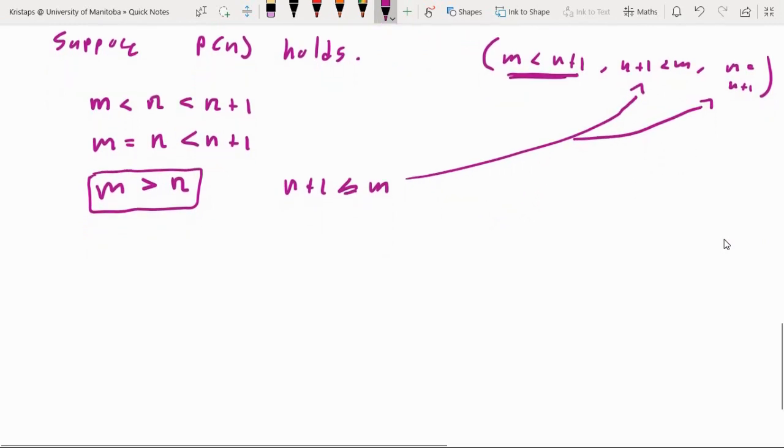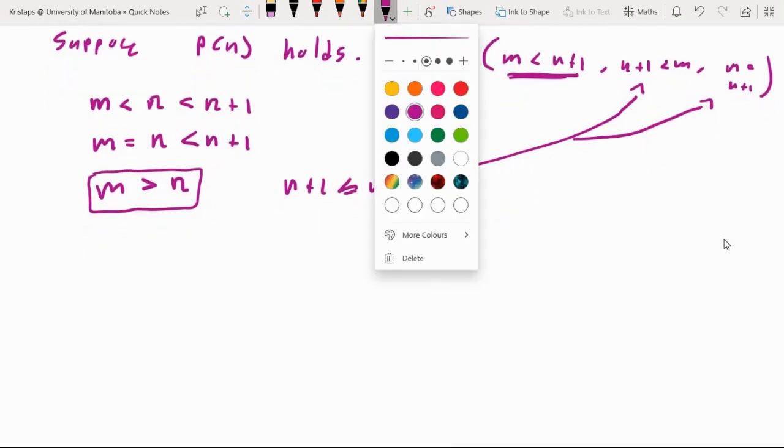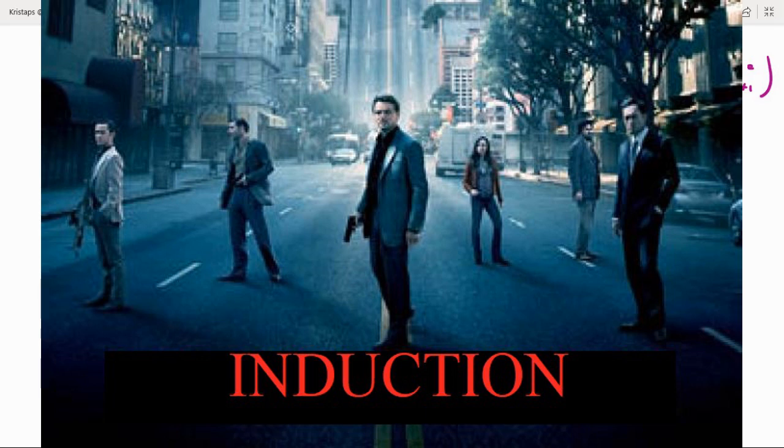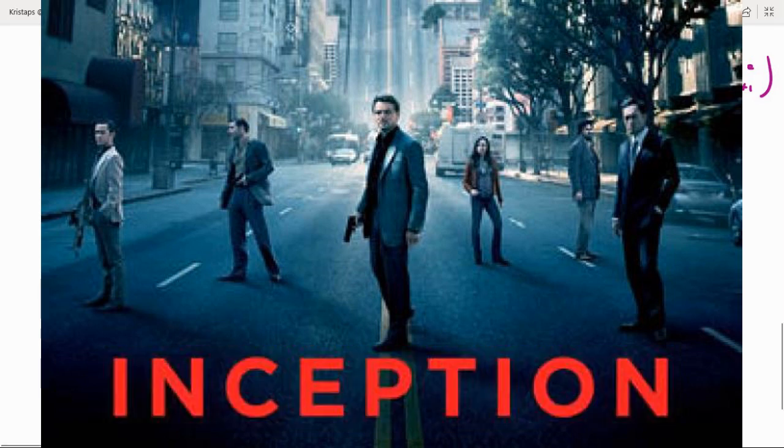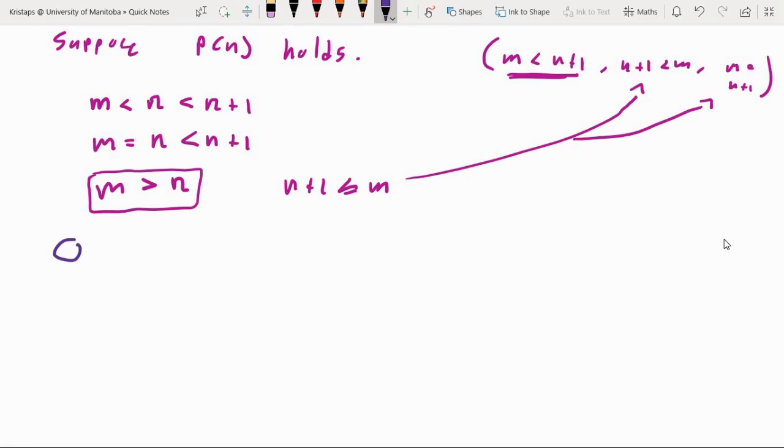So we're actually going to do an induction inception in this case, and we're going to prove another inductive statement within this inductive argument. And that is going to be the statement that n is less than y implies that n plus 1 is less than or equal to y, for all n in the natural numbers.